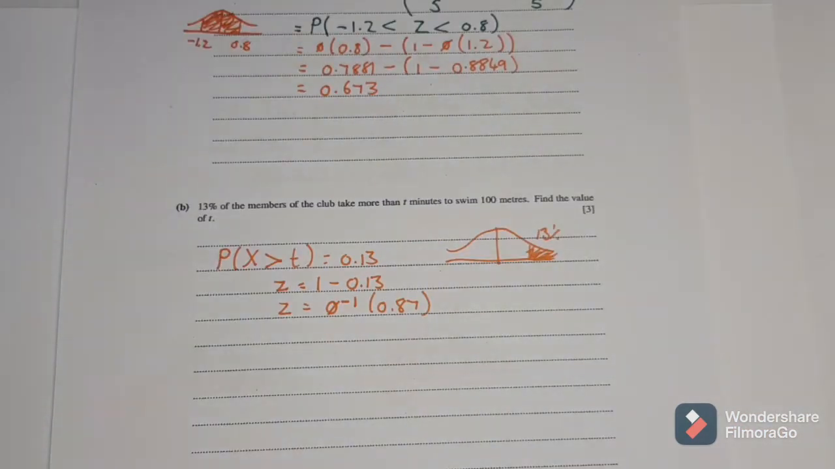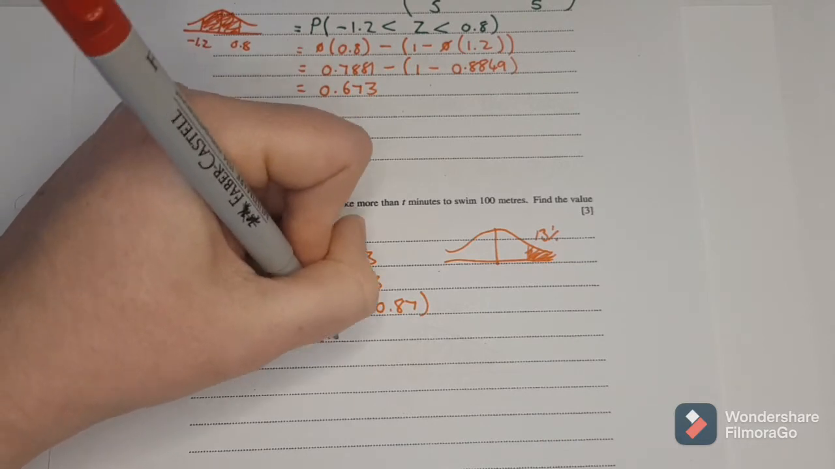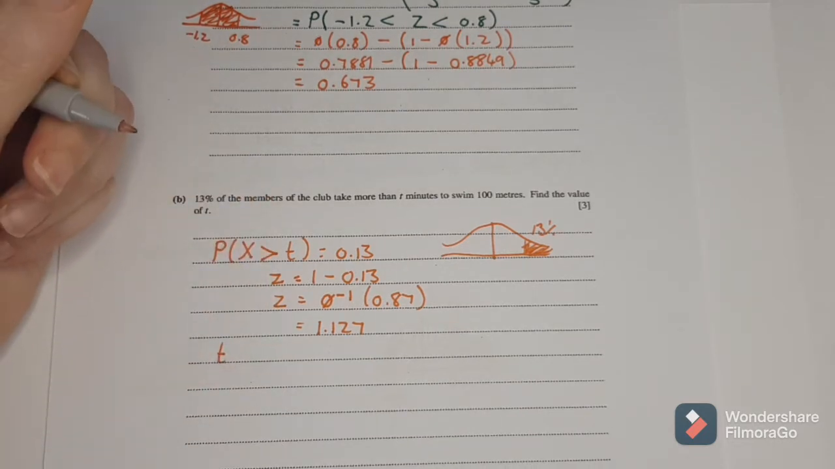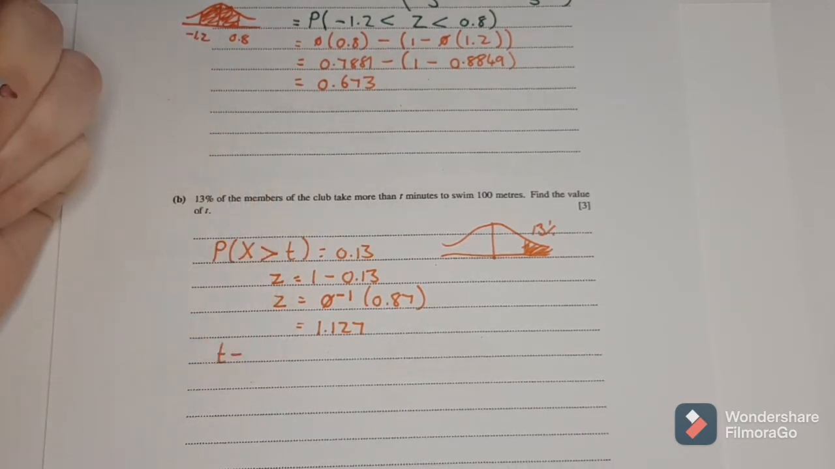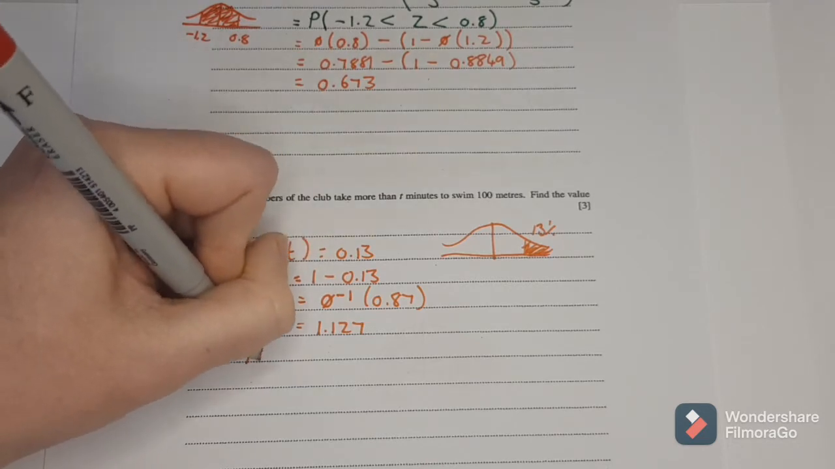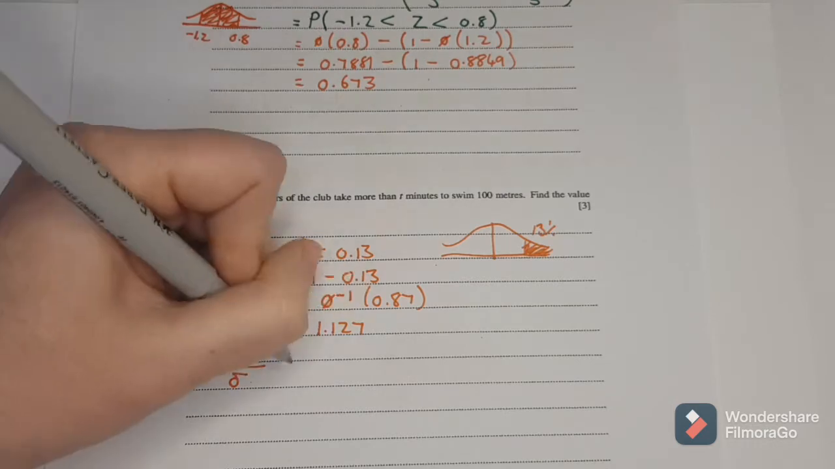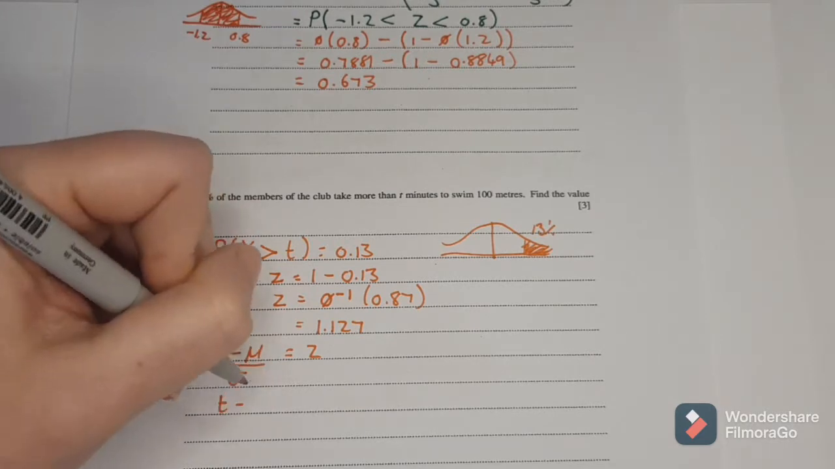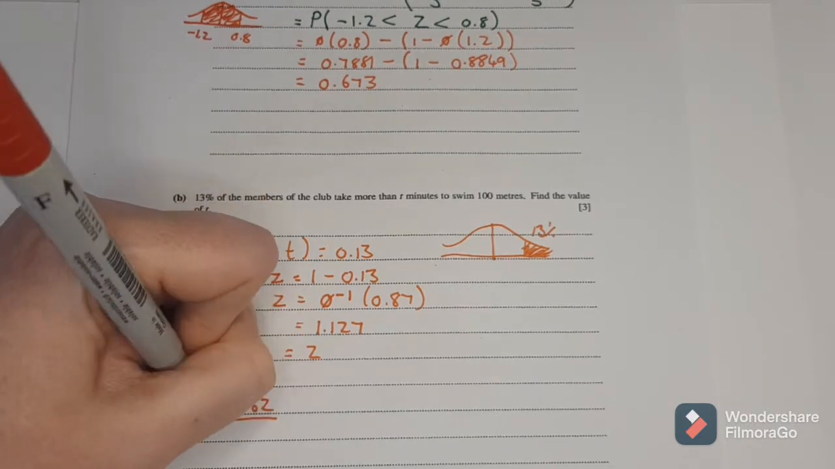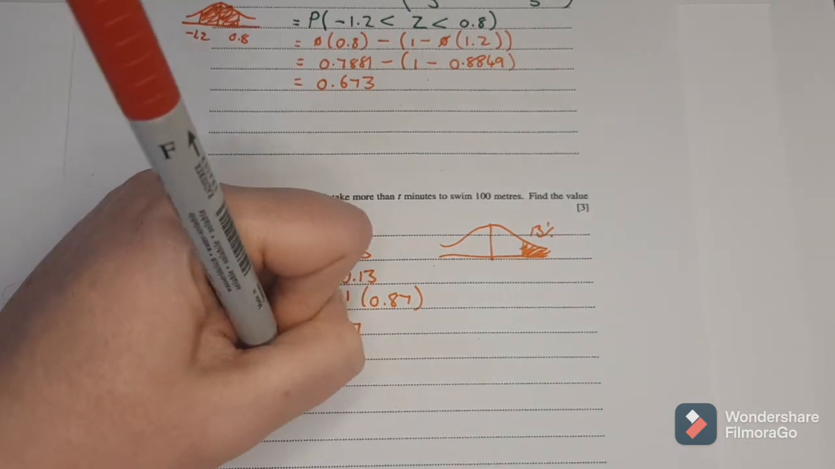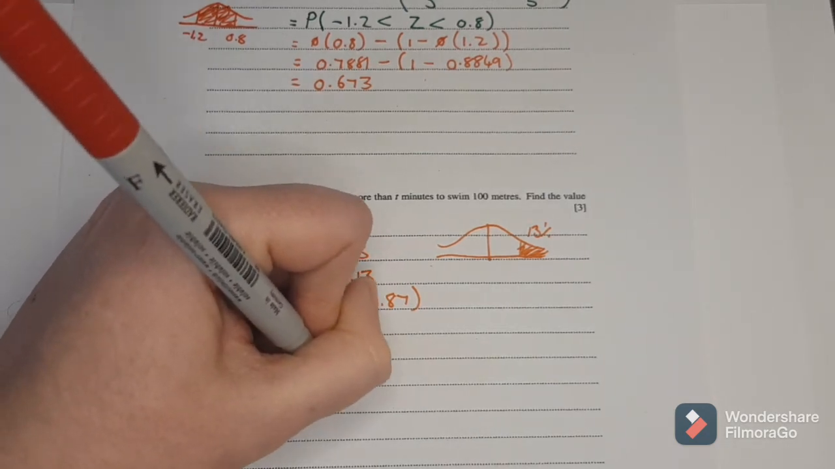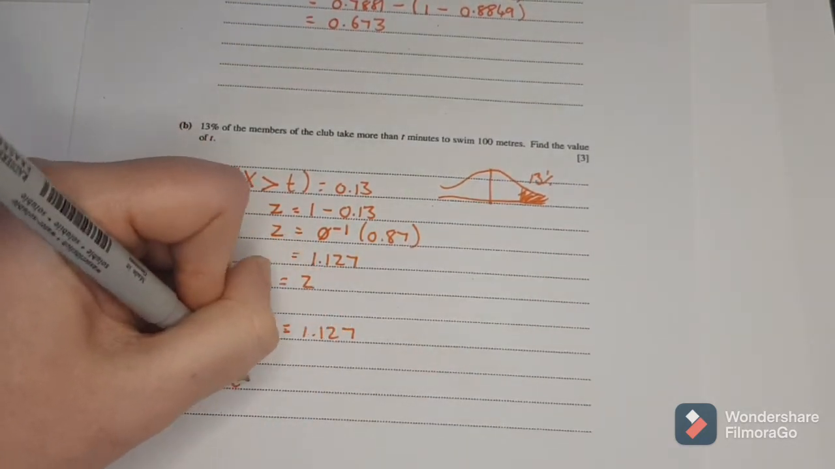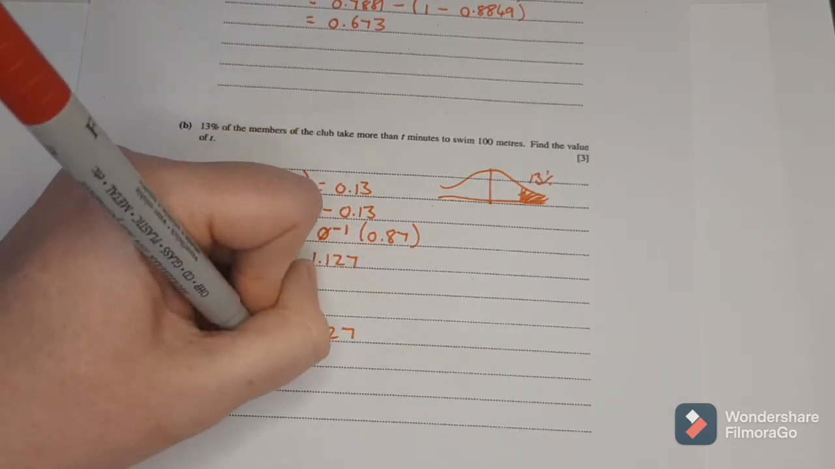So that means that then my Z value is 1.127. And now I need to use the equation that I normally would to standardize. So I would have said my value minus my mean over my standard deviation to equal my z value. And then I just sub in the numbers. So the mean was 62 seconds over 5 seconds equals 1.127. Then I solve for t, and I end up with t giving me 73.